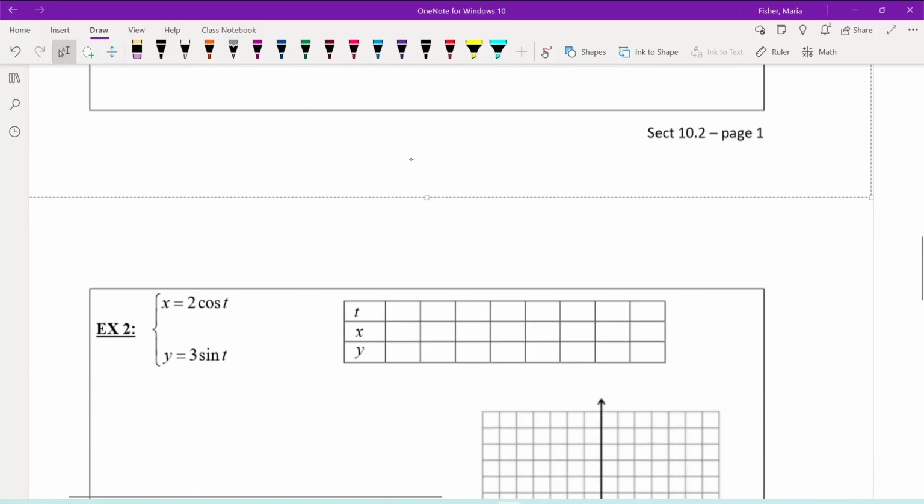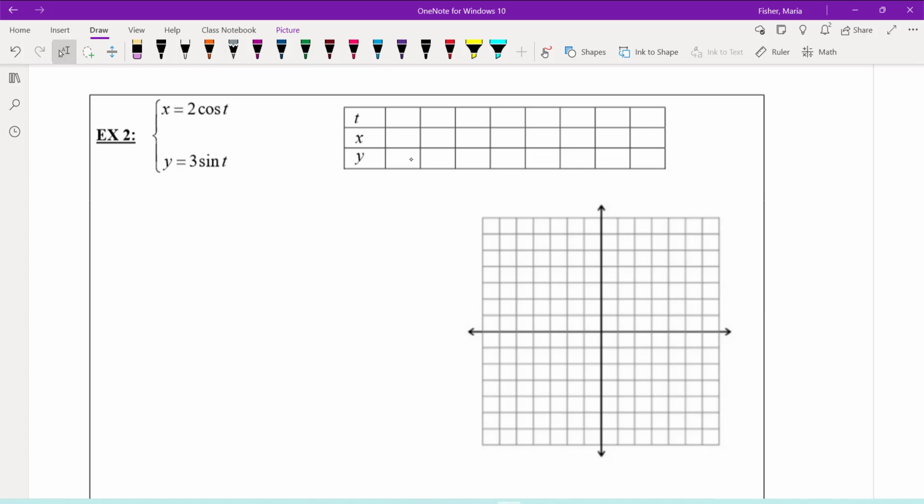Let's look at number 2. Number 2 has the same directions. We want to sketch the curve, indicate the orientation, and then write the corresponding rectangular equation by eliminating the parameter.